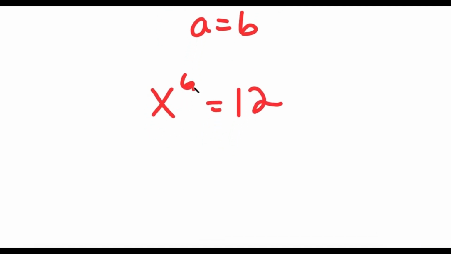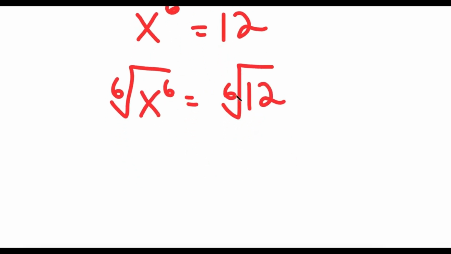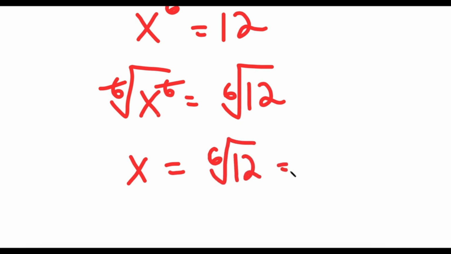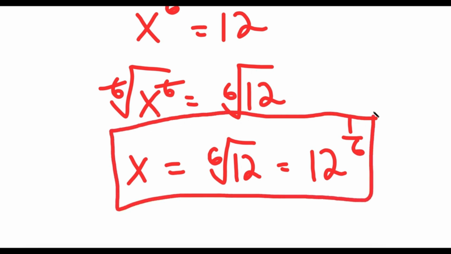So now, we want to get rid of this power of 6, so I'm going to take the 6th root on both sides. So I get the 6th root of x to the power 6 is equal to the 6th root of 12. Now the 6th root of x to the power 6 is simply just x. So I get x is equal to the 6th root of 12, which is the same thing as 12 to the power of 1 over 6. So either of these two work. So this is my answer to this problem.